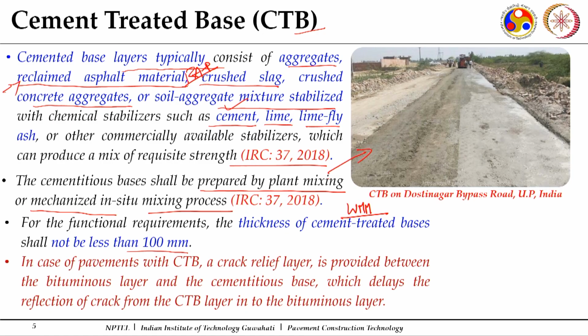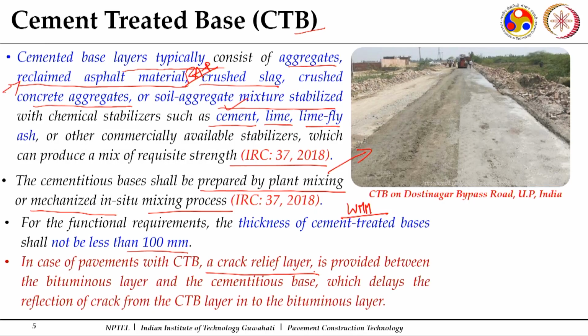Now, this picture shows a cement treated base course which has been constructed. Normally, these courses may develop some finer cracks during the course of life. To arrest those cracks so that they do not move to the top layer, the top layers over these base courses will normally have bituminous bound courses. So, to arrest these cracks at the level of the base courses, a crack relief layer is provided. In case of pavements with cement treated base course, a crack relief layer is provided between the bituminous layer and the cementitious base, which delays the reflection of cracks from the cement treated base layer to the bituminous layer.